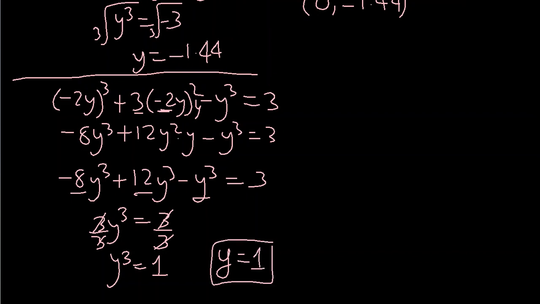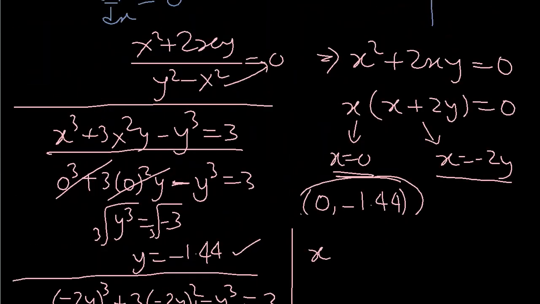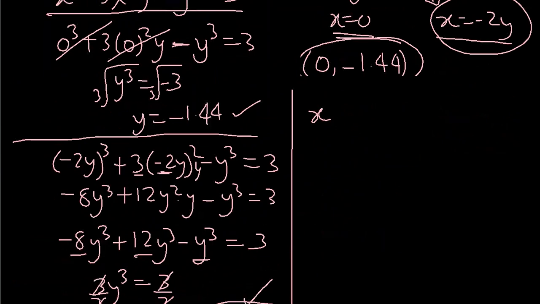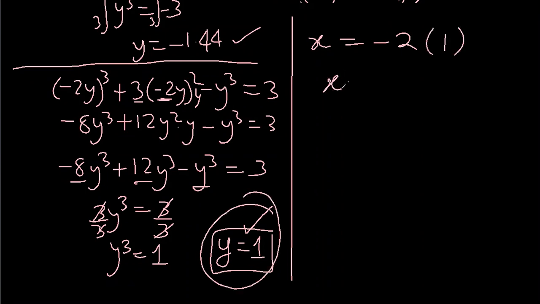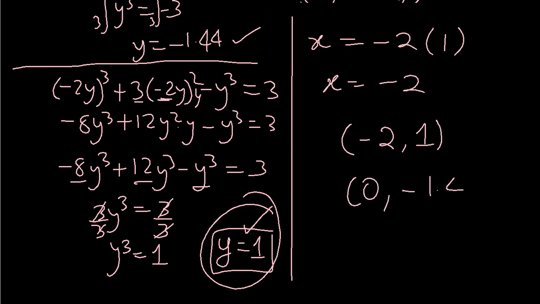So we got y coordinate 1, which is different from this. So we have to find the x coordinate now. And again, we'll use the same equation. That equation is here. x equal to minus 2y. So x equal to minus 2 and y we got equal to 1. Yes, from here. So x equal to minus 2. So the second point, stationary point rather, is (minus 2, 1). The first one was (0, minus 1.44). That's it.